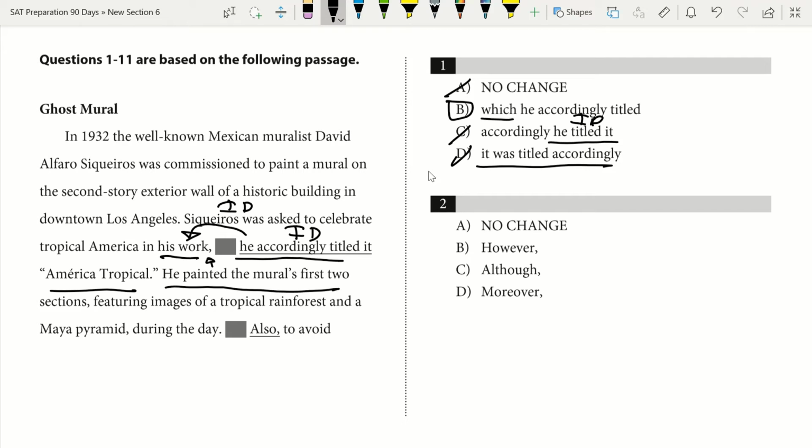Question 2, he painted the mural's first 2 sections featuring images of tropical rainforest and a Maya pyramid during the day. Okay, next thing I see is I have a comma after one word at the beginning of a sentence.